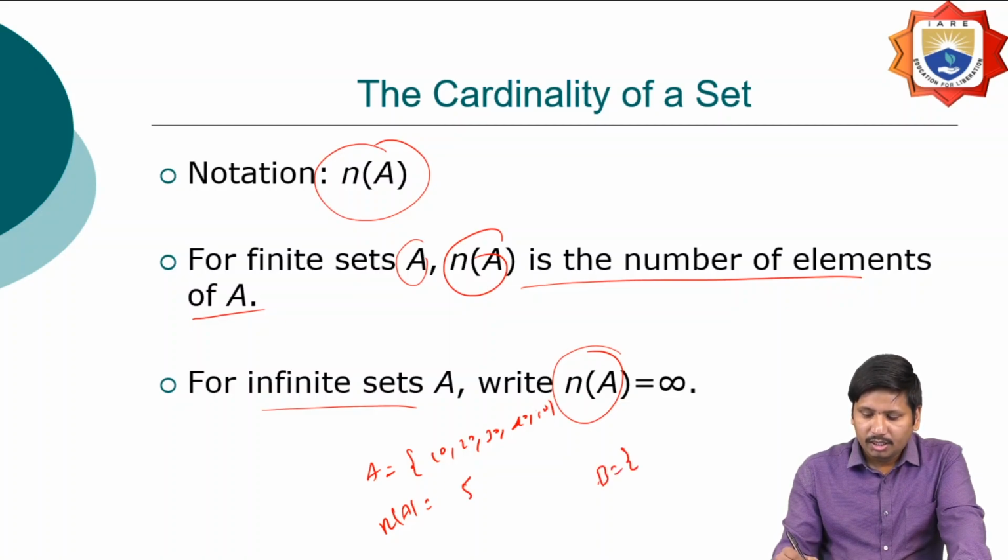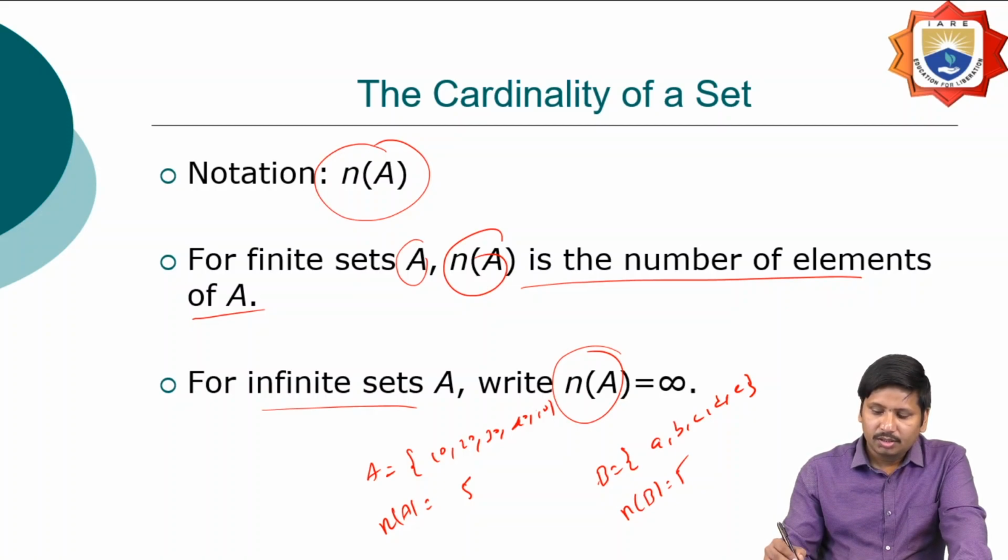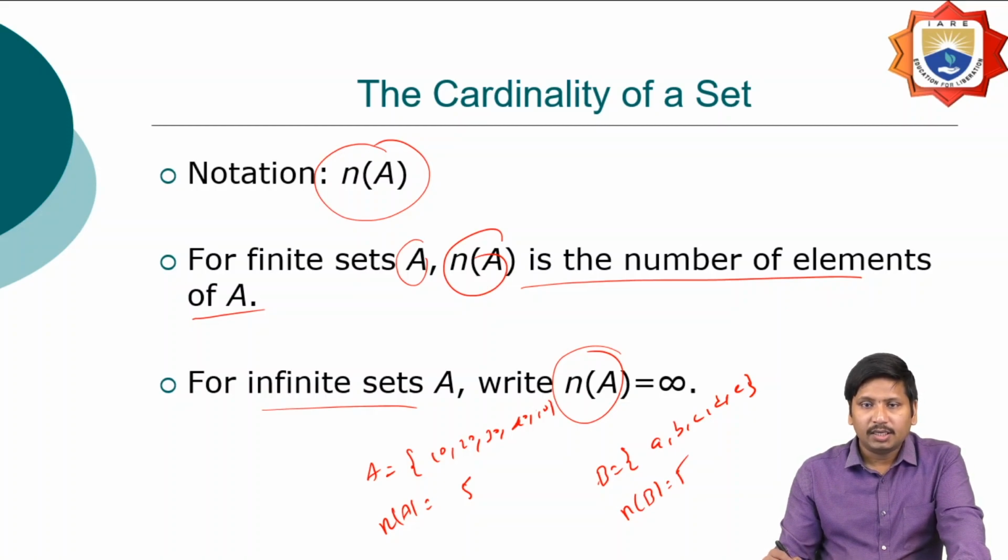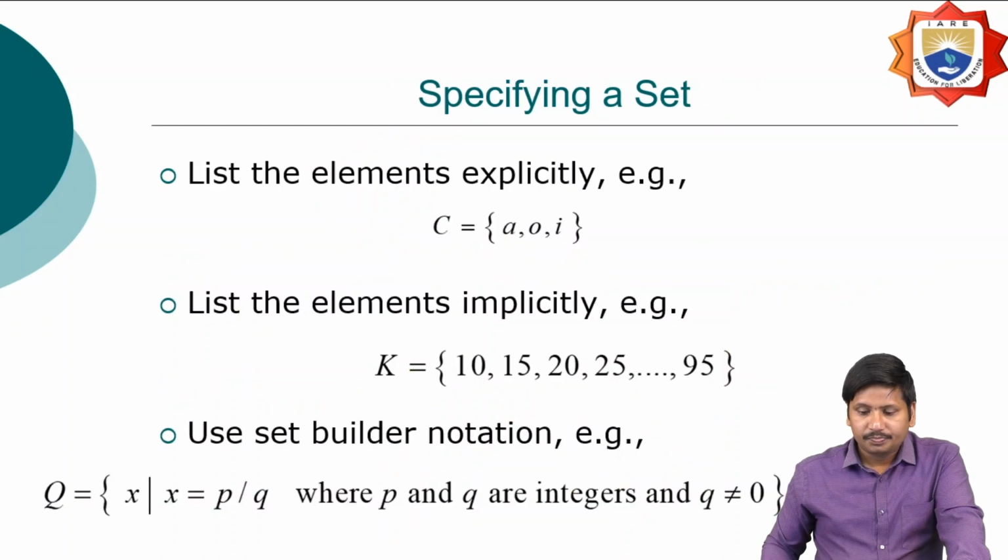Similarly, I consider another set with elements A, B, C, D, E. So n(B), the number of elements in the set, is 5. Like this, I can mention the number of elements of a set through the representation n(A), which we call the cardinality of the set.